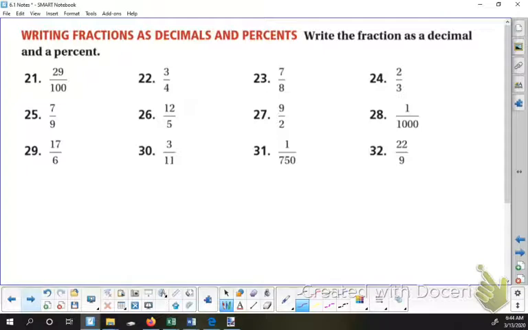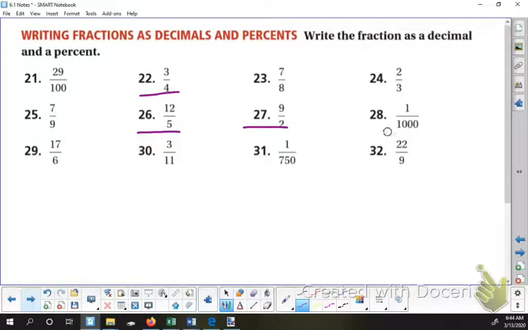All right, so here, now we're writing fractions as a decimal and or as a percent. So there's a couple of tricks here. For example, write the fraction as a decimal and a percent. You have to do both. Okay, well, you can go to a percent real quickly if it's over 100. So there are a couple of these. This one, this one, this one.